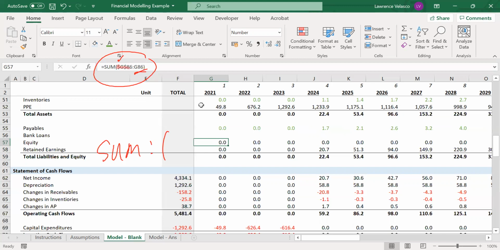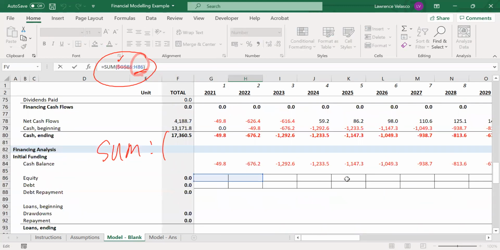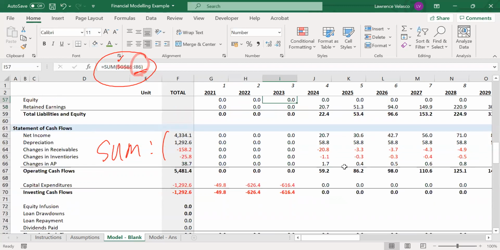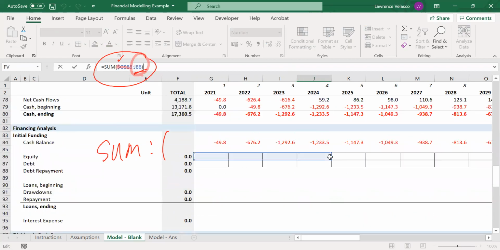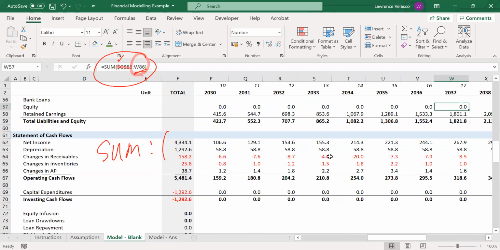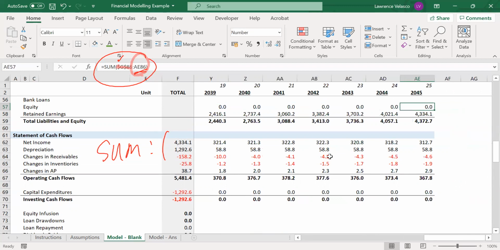This portion, I don't want it to move. But this portion, it's okay for it to move, because if I move it from here, it becomes G8 to H8. So I'm summing year 1 and year 2. When it gets here, it becomes G86 to J86, which is the sum of equity from year 1 to year 4. So it's just a financial modeling shortcut, or Excel shortcut, so I can add the cumulative up to 2025. So that's the first thing that we need to connect.